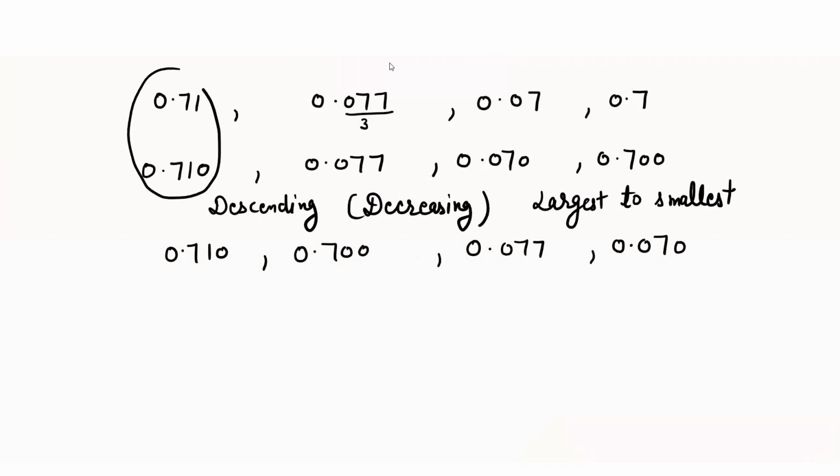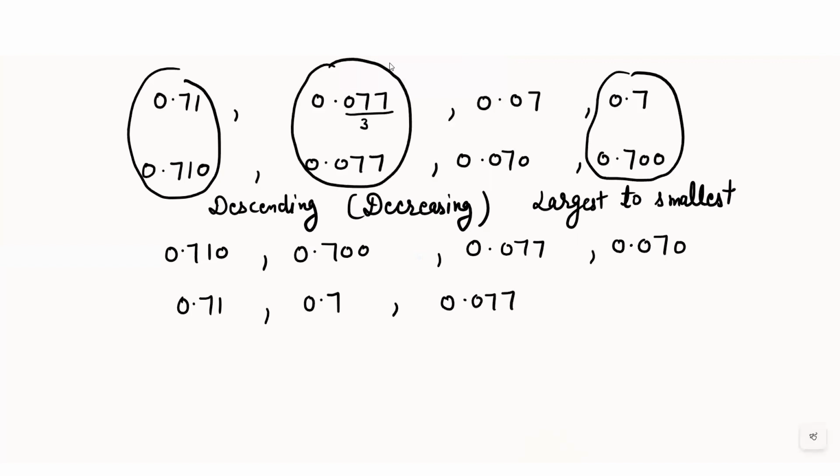Now we have to write the original form of it. So 0.710 can be written as 0.71, 0.700 can be written as 0.7, 0.077 can be written as 0.077 because the original form is also the same. Then 0.070 can be written as 0.07. So this is how we can arrange the decimal numbers in the ascending or the descending order.